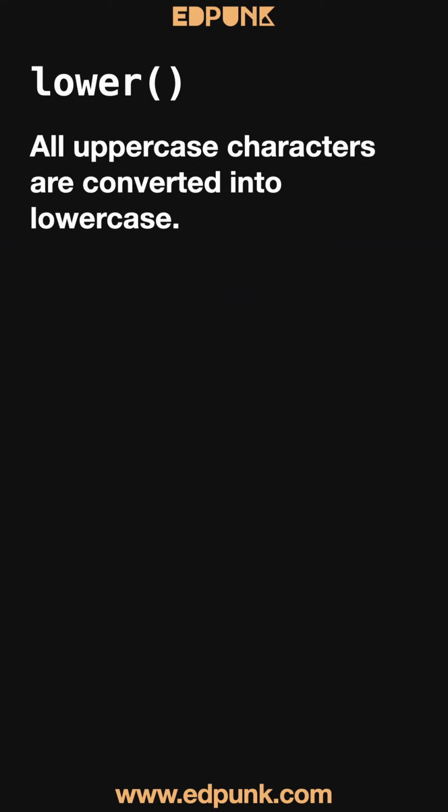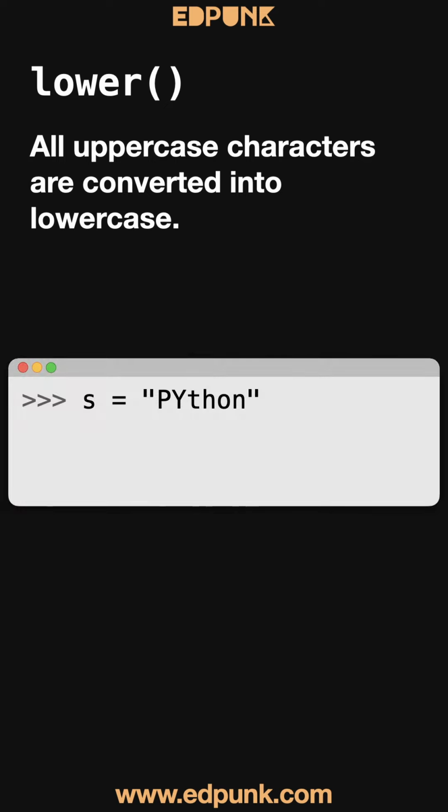The lower method is useful for converting all cased characters into lowercase. For example, let us assign a string Python with capital P and capital Y to variable s. Now, executing s.lower() returns the string python with all characters in lowercase.